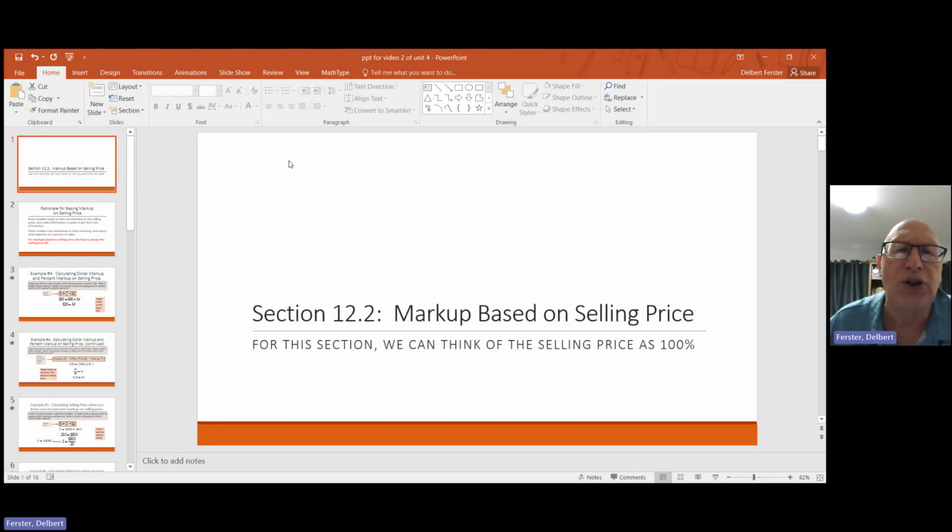Again, we'll focus on determining markup amounts, but we're going to change our focus this time, and rather than base those markups on cost as we did in section 1, we're going to base them on selling price.